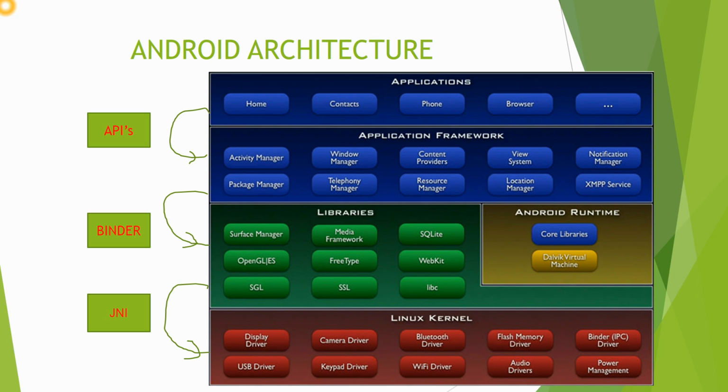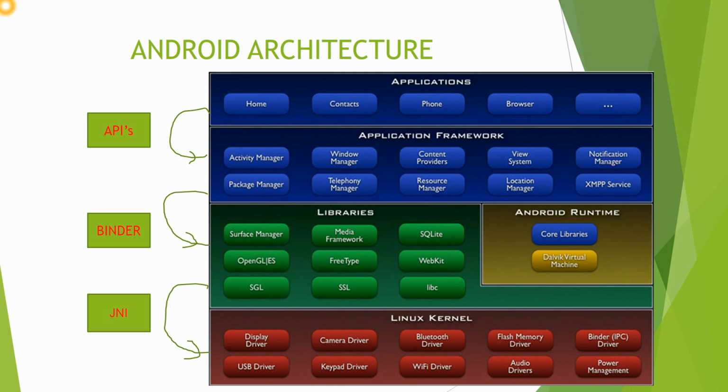Then, the Linux kernel is the basic layer on which the entire OS is built. The Linux kernel has the responsibility of providing the core functionalities to the entire architecture. And this Linux kernel interacts with hardware and contains all the hardware drivers. For example, you can see all the drivers here: display driver, camera driver, Bluetooth, flash memory, binder, USB, etc.